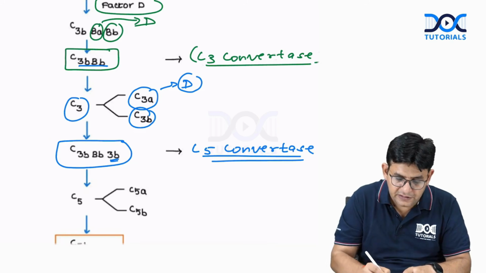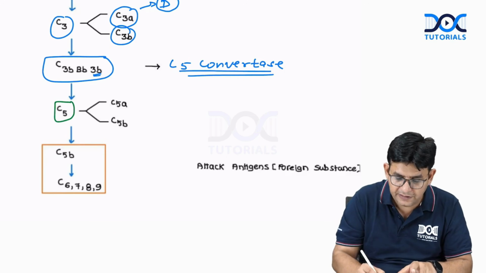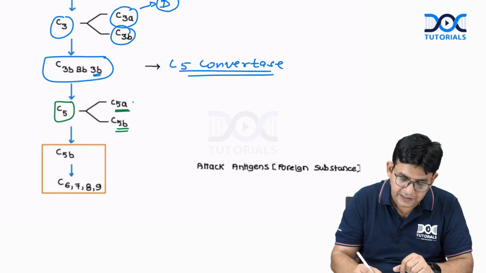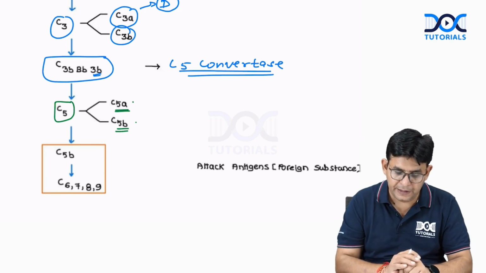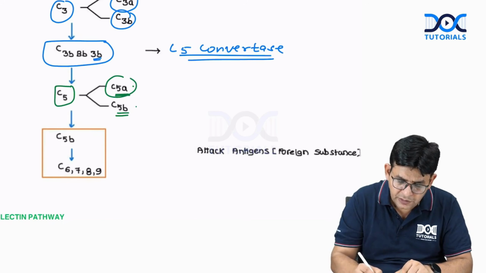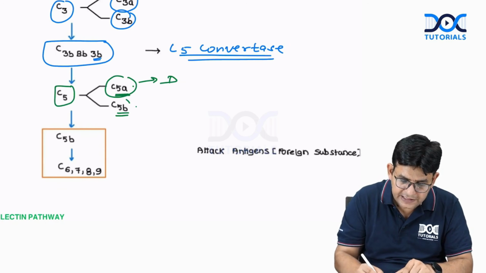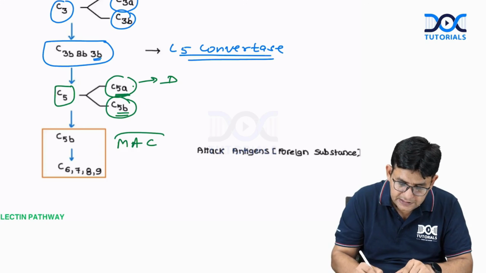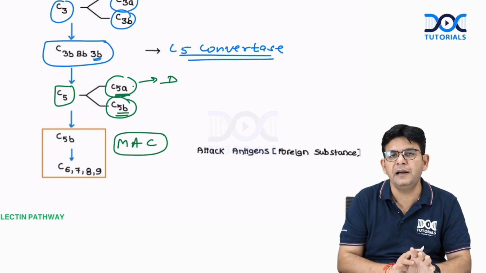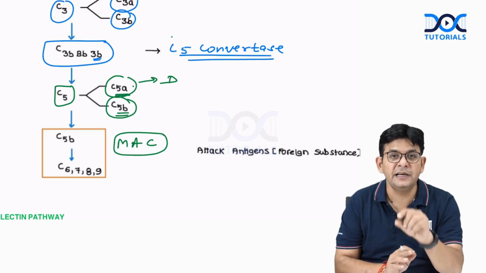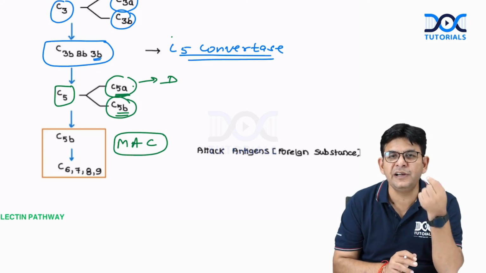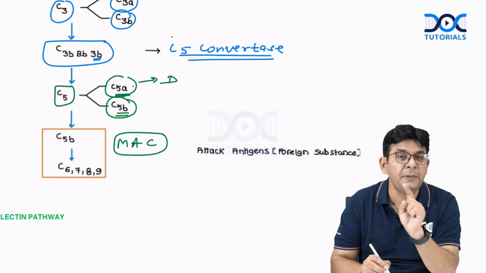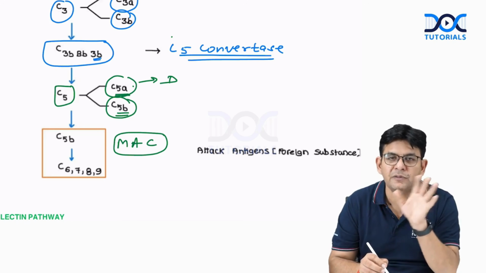And C5 convertase will act upon where? On C5, divided into what? C5a and C5b. Now, as a rule, what is discarded? Again, C5a is discarded, and C5b is carried forward. And this is what is termed as MAC, the membrane attack complex. The thing is, it starts from C3. And what is the C3 convertase of it? The C3 convertase of this is C3b, capital B small b. If you remember this, then your work is done.